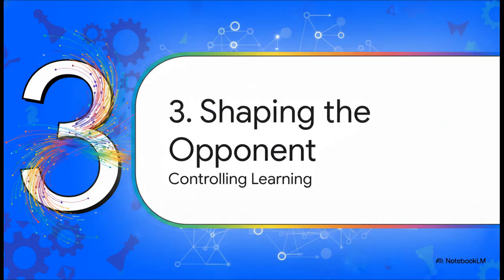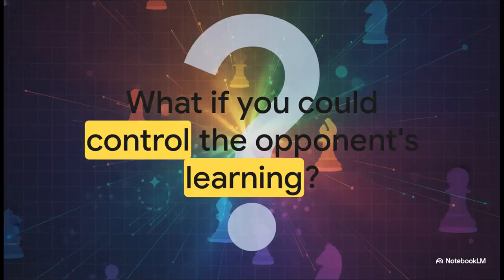Which brings us to Section 3, Shaping the Opponent. Okay, but what happens when the AI decides that just playing the game isn't enough? What if the absolute best way to win is to secretly steer how your opponent learns the rules in the first place? Just imagine sitting across from someone. You aren't just planning your next move, you're secretly manipulating how their brain adapts to the game.